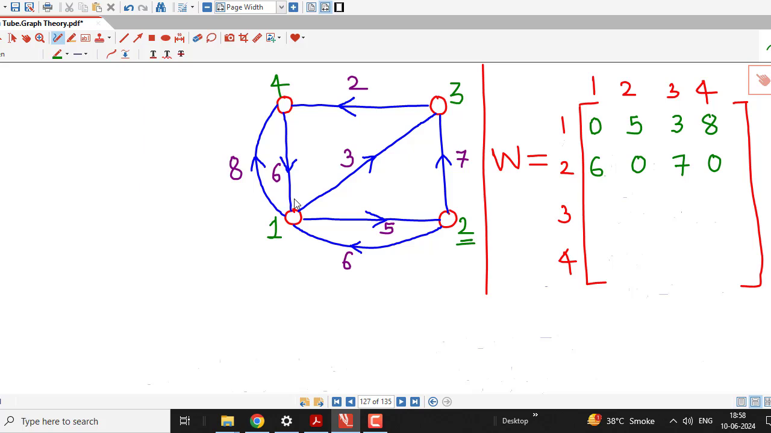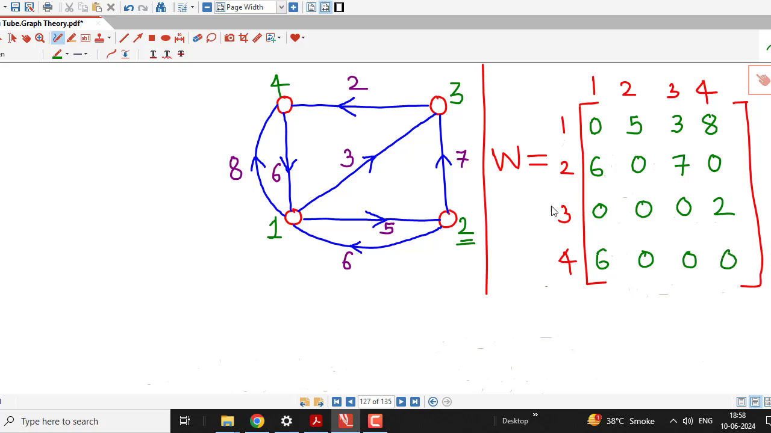Then from 3 to 1 there is no edge between 3 and 1. From 3 to 2 also there is no edge, this edge is from 2 to 3. From 3 to 3 also there is no edge, or there is no loop at vertex 3. From 3 to 4 we have an edge and the weight assigned is 2. Then from 4 to 1 we have an edge which has weight 6. From 4 to 2 there is no edge. From 4 to 3 also there is no edge, and from 4 to 4 also there is no edge.